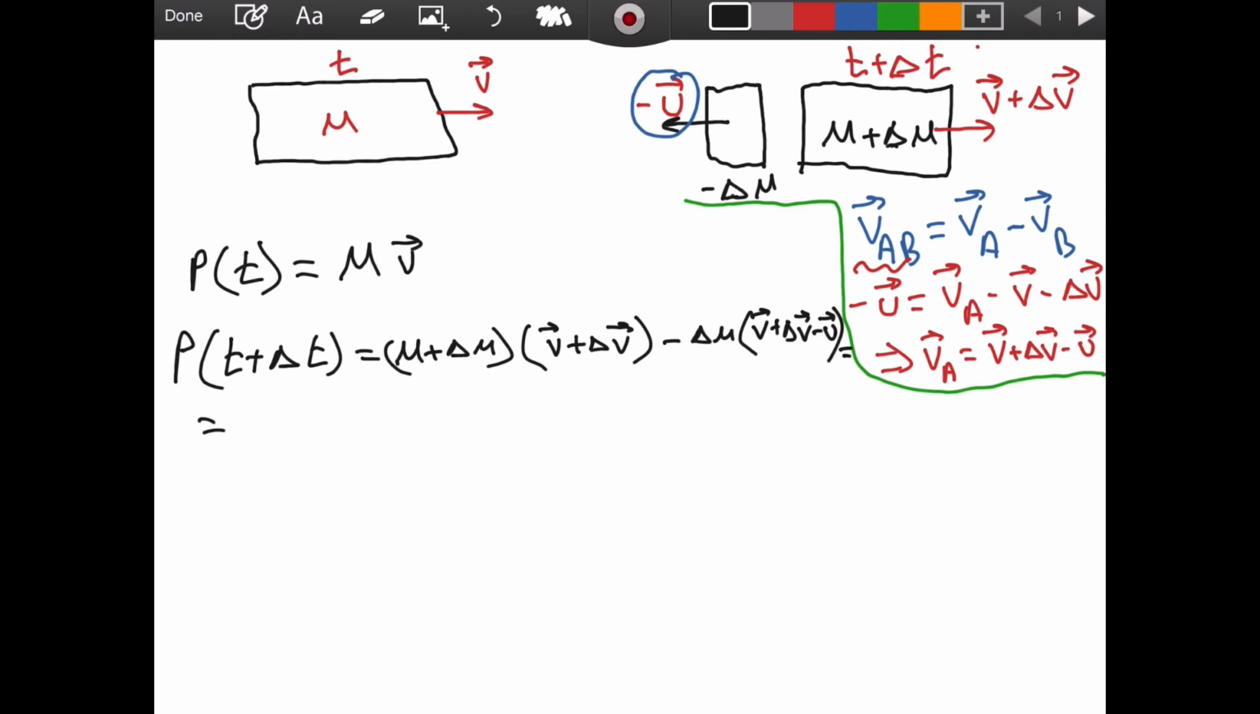We're going to have multiplying m and v. Actually, let me multiply it quickly and then you can check that the multiplication is correct. So we're going to have mv plus m delta v plus delta m v, minus delta m u, plus delta m delta v. This was the momentum of our rocket at time t plus delta t.